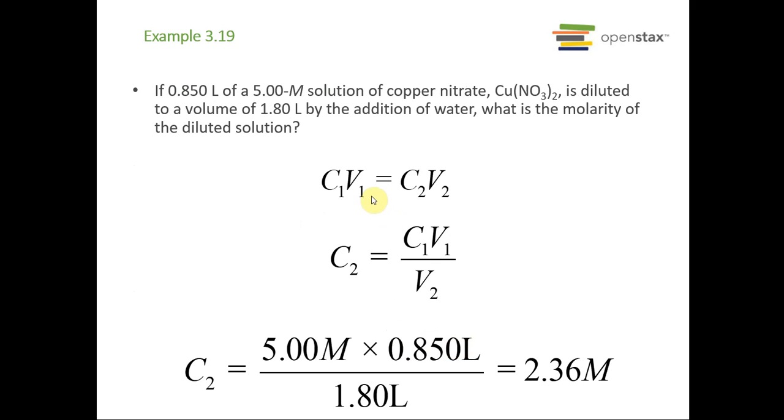For example, if we have 0.85 liters of a 5 molar solution of copper nitrate, and we dilute it to a volume of 1.80 liters. Let's see, is that right? Okay, that's a little bit more than double.